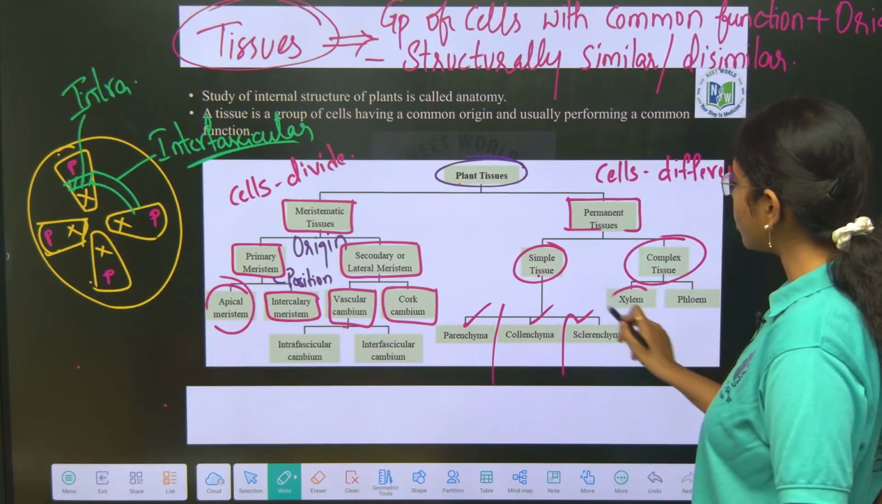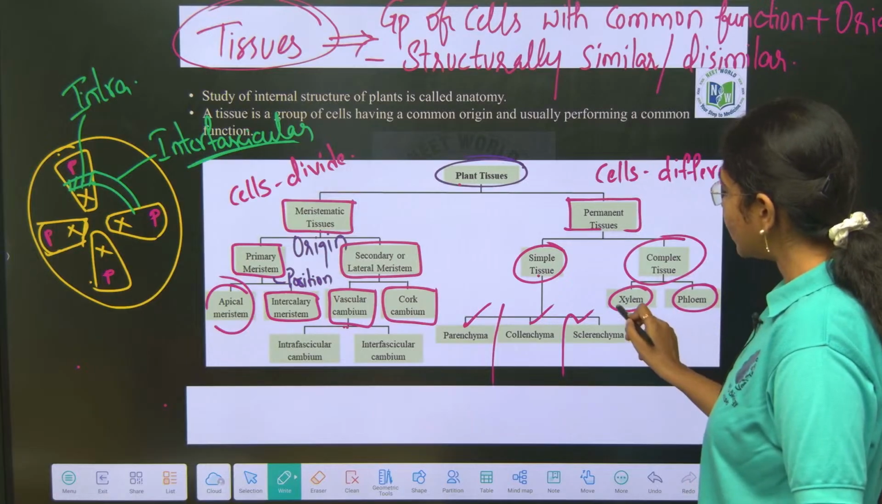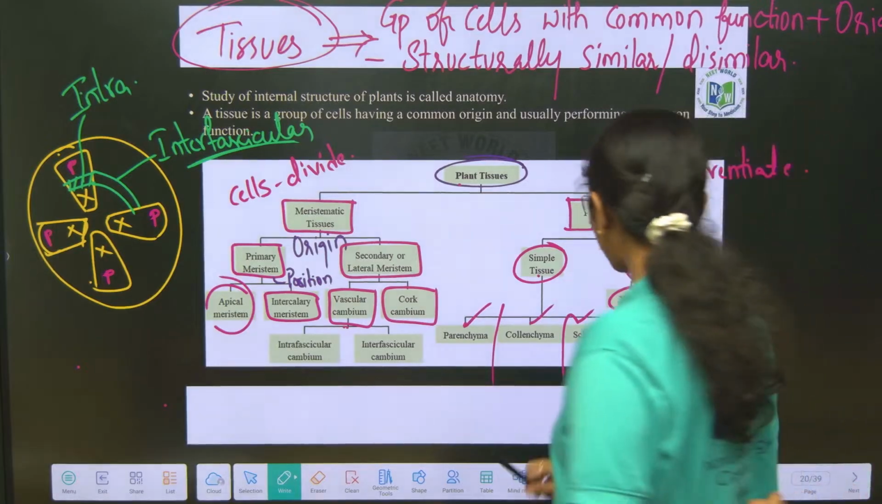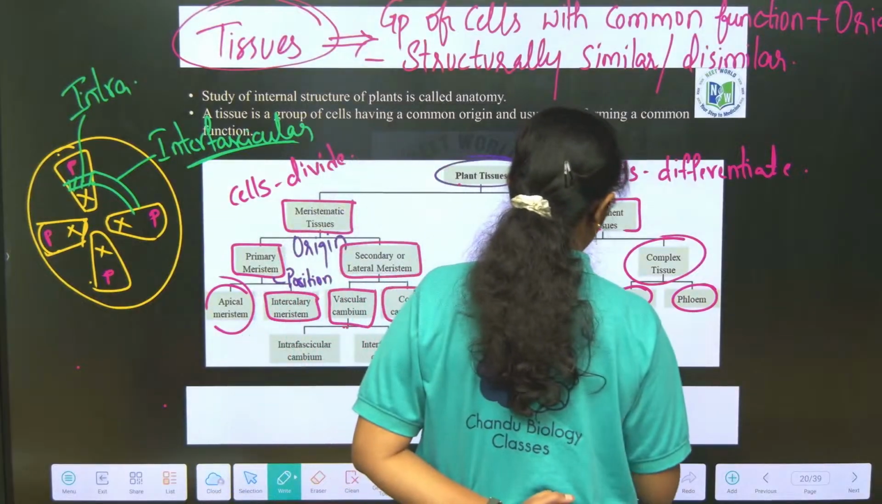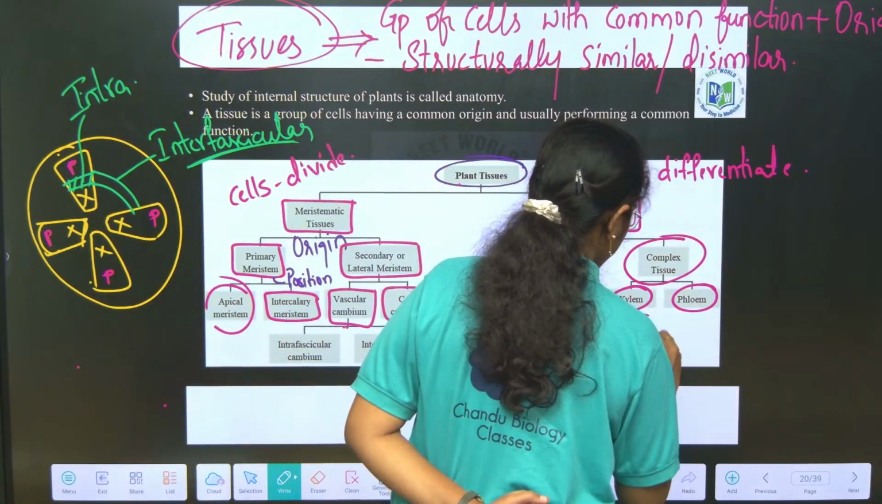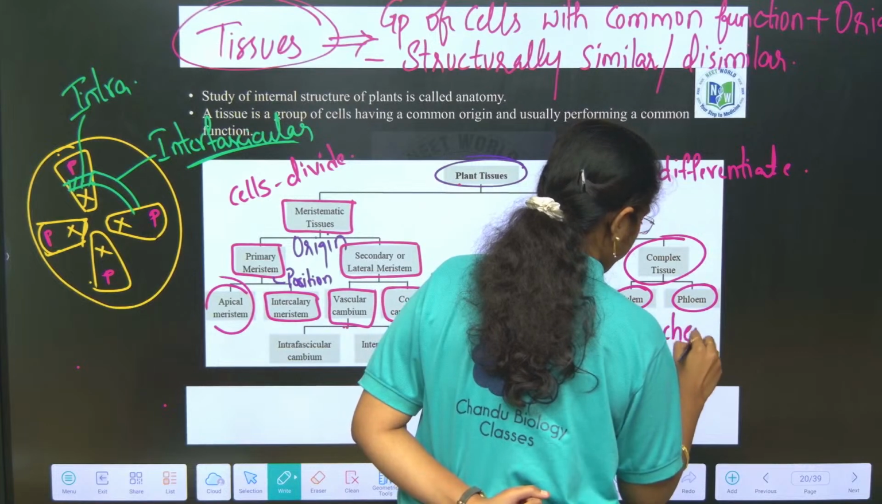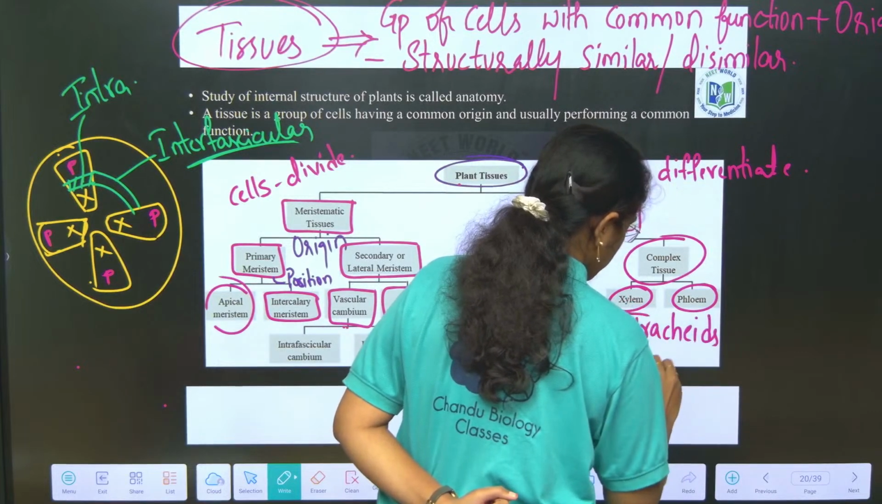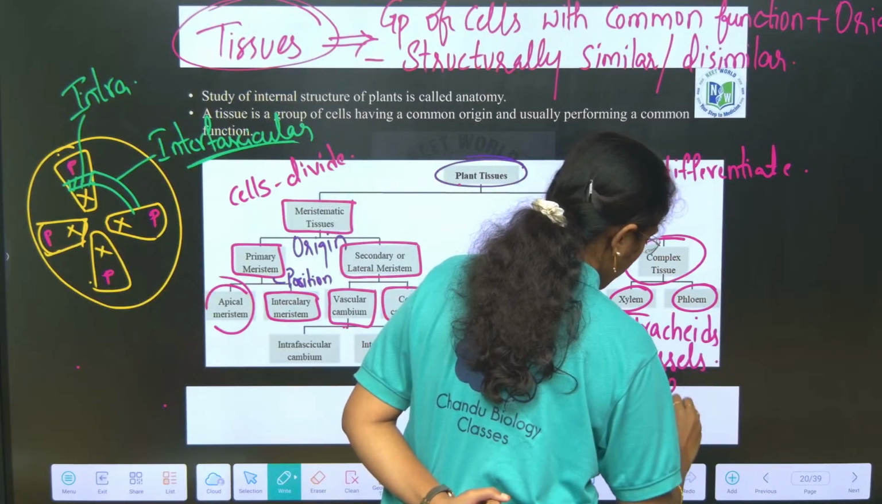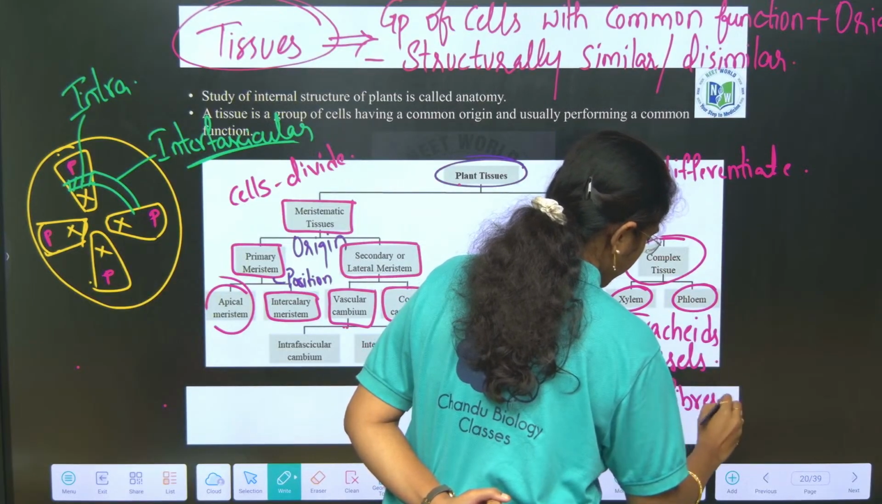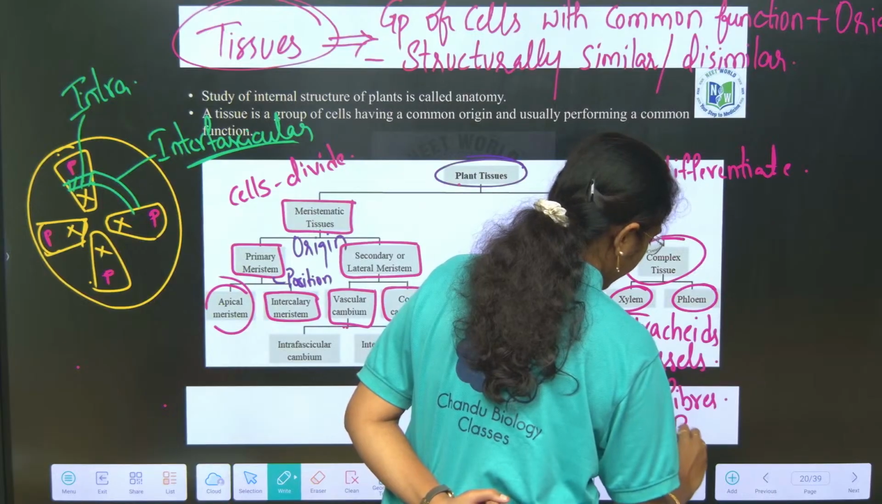Complex permanent tissues: if you take xylem and phloem, xylem has 4 different tissues. What are they? Tracheids, vessels, xylem fibers and xylem parenchyma.